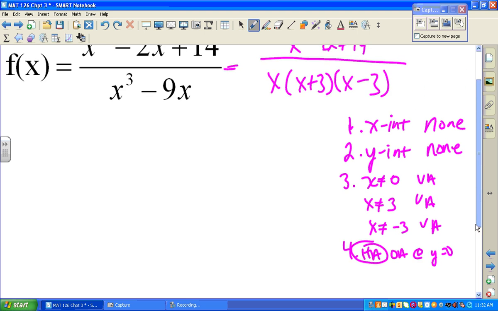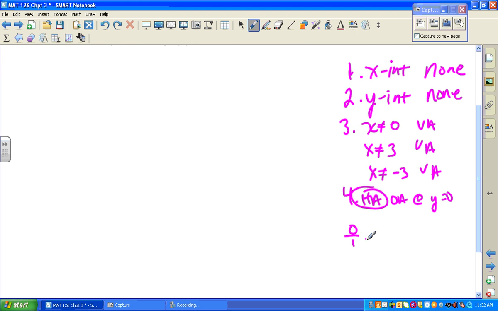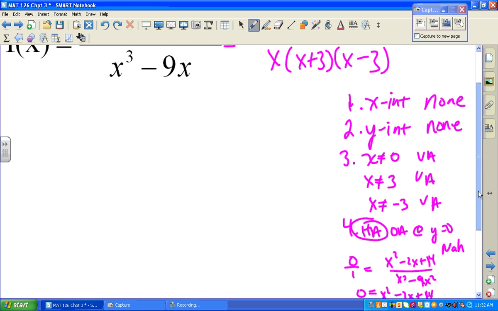Now, to see if it crosses, you set it equal. X squared minus 2x plus 14 all over x cubed minus 9x squared. Cross multiply. We already know there's no solutions to this equation because we did earlier. So we know it does not cross. No crossing points.